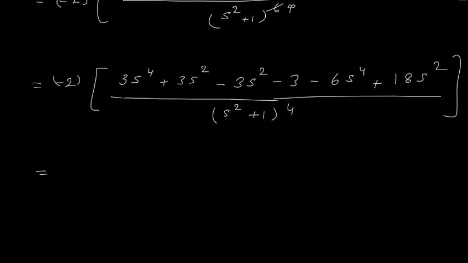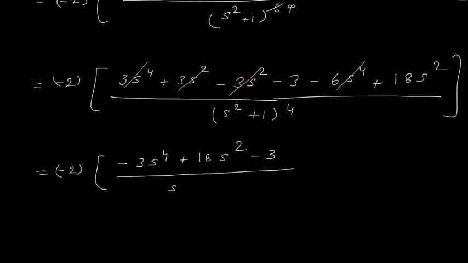This is equals to minus 2. Now 3s power 4 minus 6s power 4, so it is minus 3s power 4. So this part I cancelled. Then s square, so here it is plus 3s square minus 3s square cancel. Here I have plus 18s square, so I will write plus 18s square. Then I have minus 3, so minus 3. And this whole divided by s square plus 1 the whole power 4.